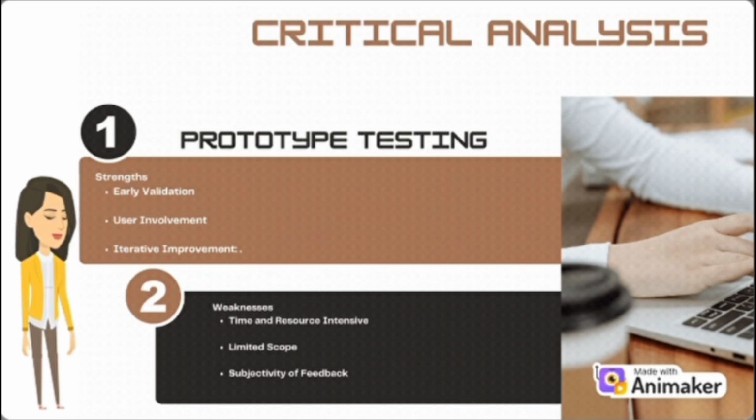The second strength of prototype testing is user involvement. During prototype testing sessions with stakeholders from educational institutions, user feedback was actively incorporated into the design process. For instance, feedback on the ease of adding questions from a question bank or customizing exam sections helped create a user-centric exam portal that catered to the needs of examiners and educational institutions.